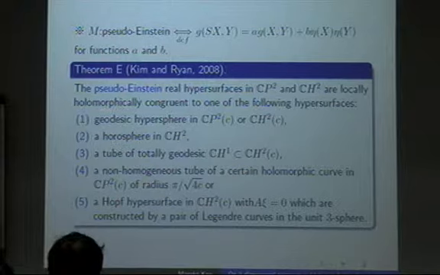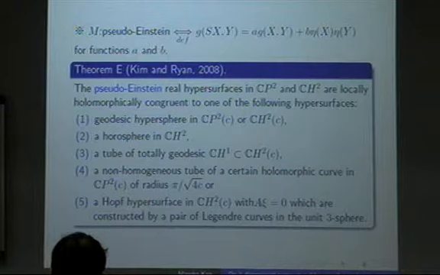Recently, the pseudo-Einstein real hypersurface in CP2 and CH2 has been classified. It is locally holomorphically congruent to one of the following hypersurfaces: a geodesic hypersphere, a Hall sphere, a tube of a totally geodesic one, or a non-homogeneous tube of a certain holomorphic curve in CP2, or a Hopf hypersurface with xz equal to 0, which are constructed by a pair of Legendre curves in the 3-unit sphere.